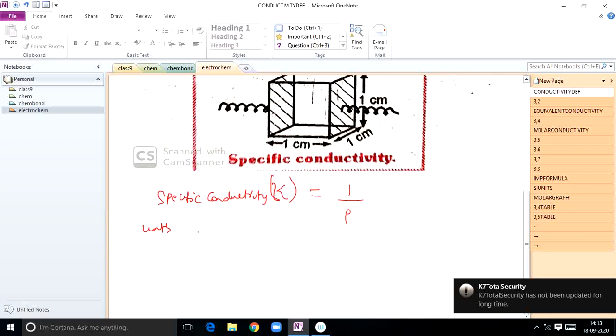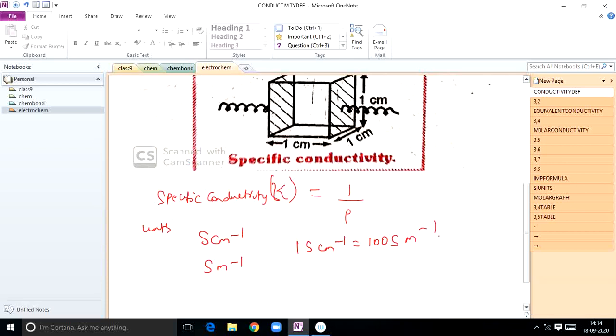You can take units as Siemens centimeter inverse or Siemens meter inverse, and 1 Siemens centimeter inverse is equal to 100 Siemens meter inverse. Capital S represents Siemens. What is meant by Siemens? Siemens is equal to ohm inverse. So you can write here ohm inverse centimeter inverse, or ohm inverse meter inverse, or Siemens meter inverse. So 1 Siemens centimeter inverse is equal to 100 Siemens meter inverse. That is also an important point.